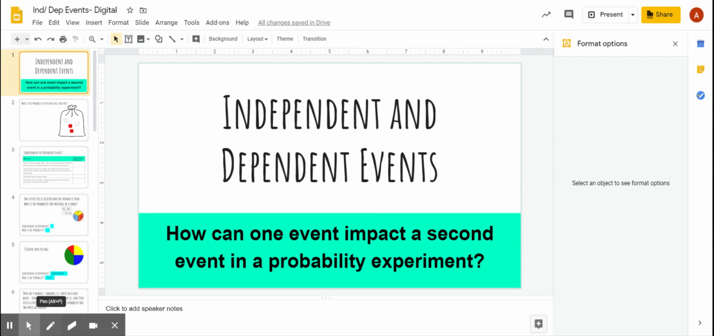All right, so we are looking at compound events today, where we're doing more than one thing. And we're going to look at independent and dependent events. So how can one event impact a second event in a probability experiment?